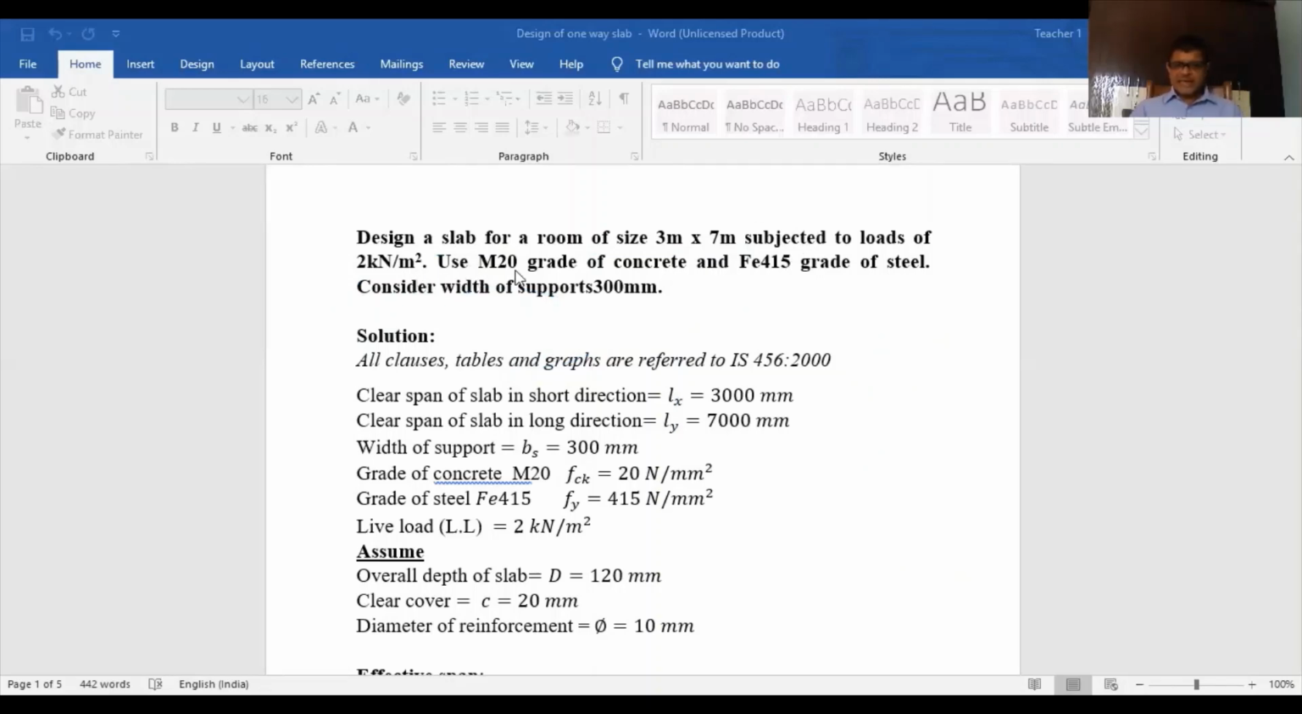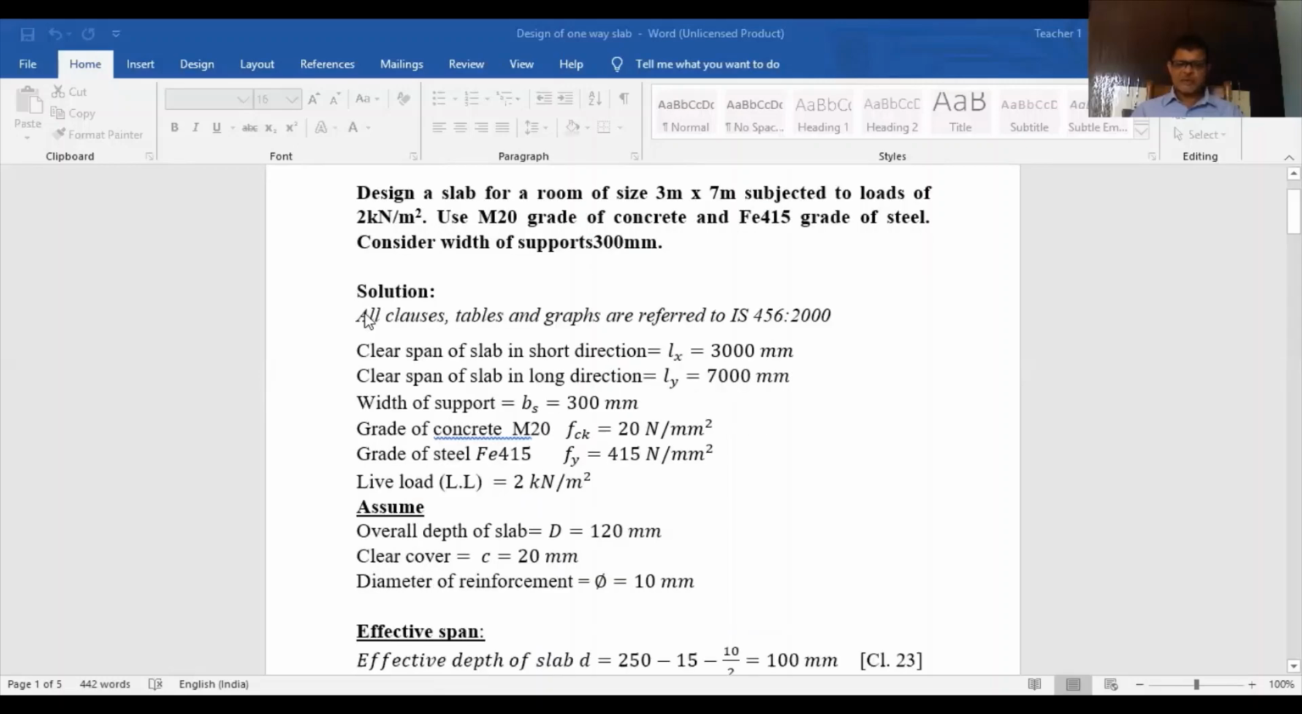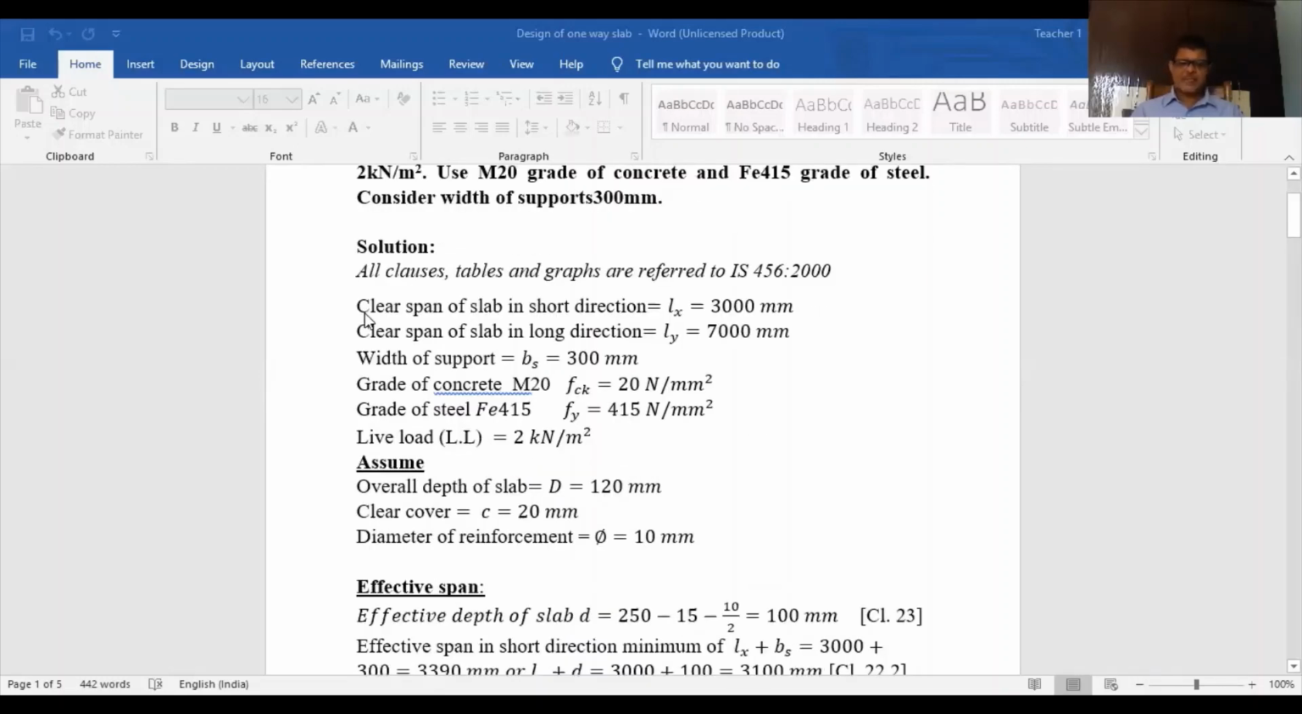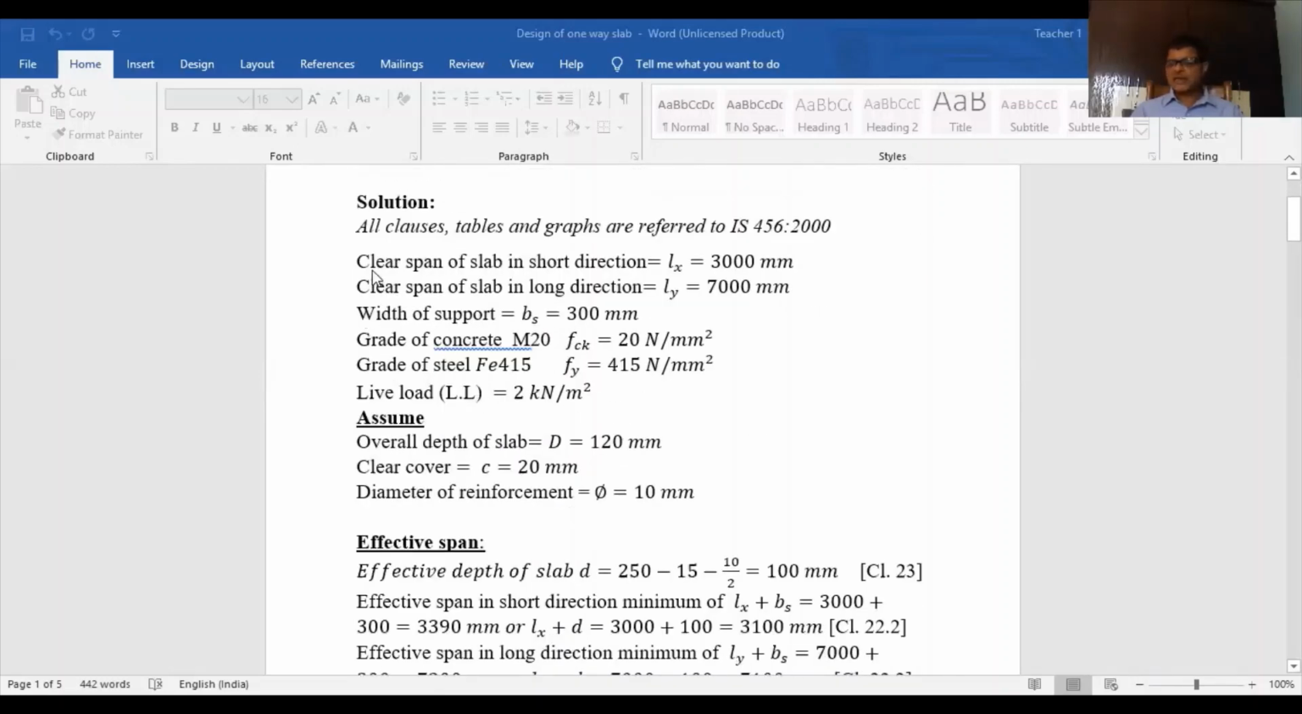Now let us design a slab. Room size is 3 meter by 7 meter, subjected to a live load of 2 kilonewton per meter square, M20 grade concrete and Fe415 steel, and the width of support is given as 300 millimeter. Like these problems we have discussed in beam design, you can design the slab.